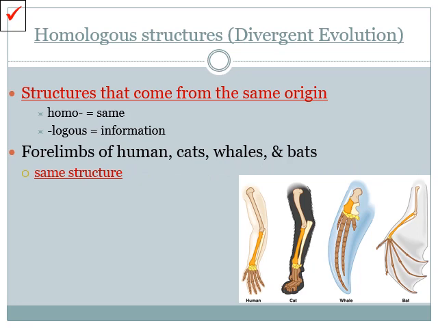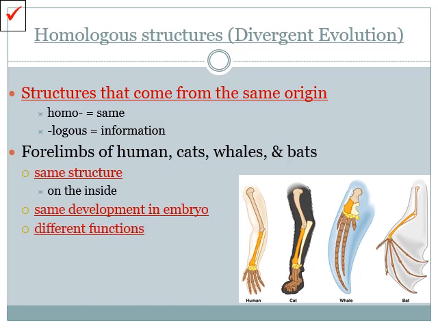Like we said, they have the same structures on the inside, as well as similar development when they're embryos inside the womb. However, each serves a different purpose. A human's forelimb is used for grasping things, high-fiving, and punching. A cat, pouncing. A whale, swimming. And a bat, flying. So they have different functions on the outside, but a similar structure on the inside.